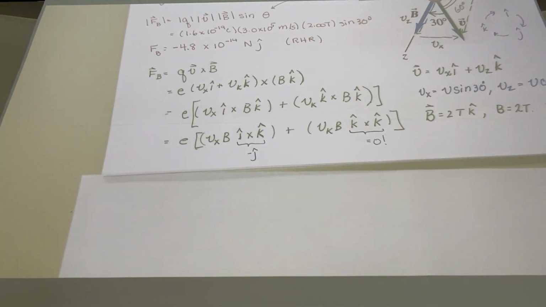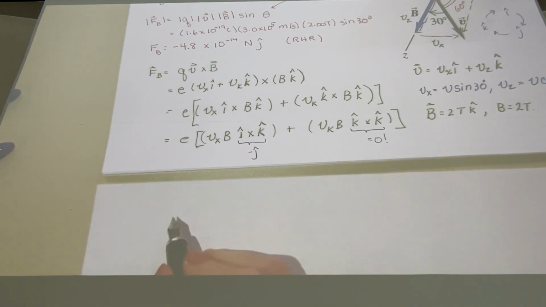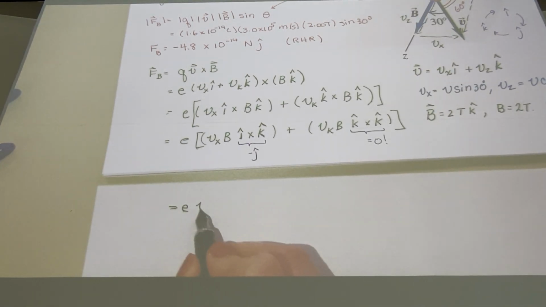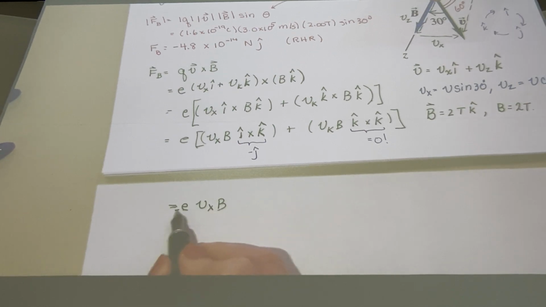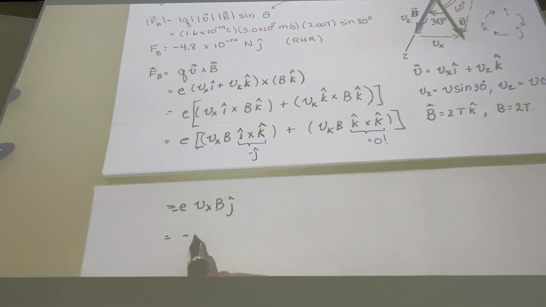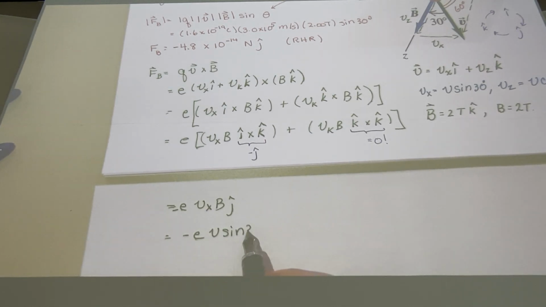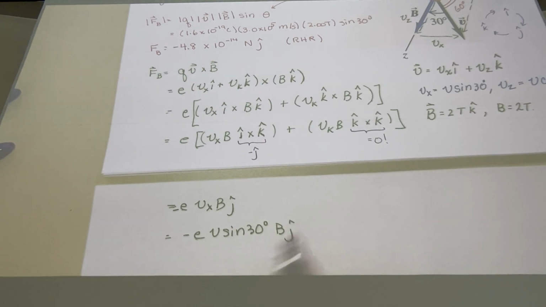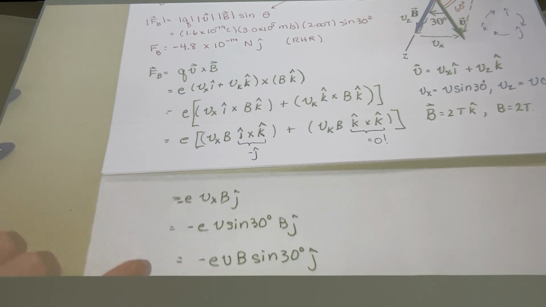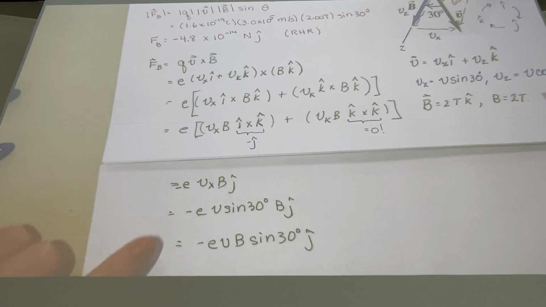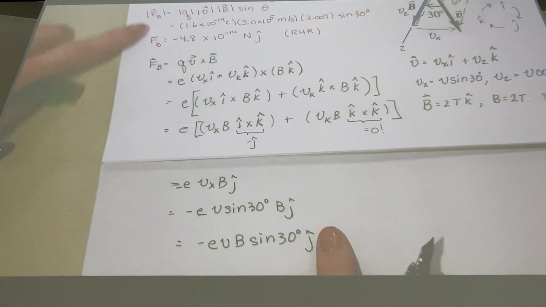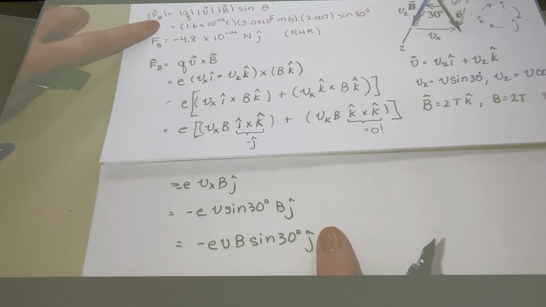So for our next line, we can write down E times Vx times B in the negative J direction. Negative E Vx was V times sine 30 degrees times B in the J direction, minus E times B sine 30 J hat. The reason I wrote it out in symbols the whole way was hopefully so you could see that this is the same as this. So exactly the same answer, right? So that's good. Two different methods, same answer.